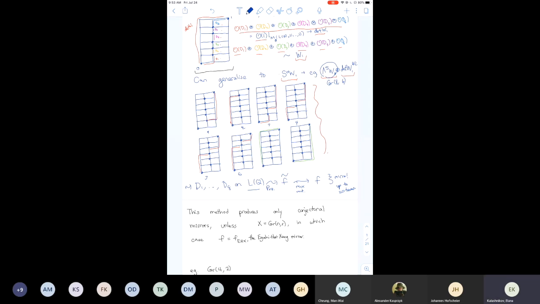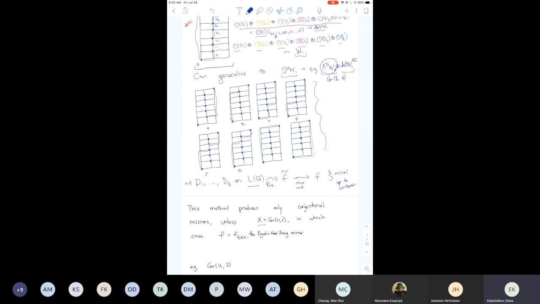Okay. So as I said, this method that I proposed produces only conjectural mirrors, except in one case, which is when your subvariety is actually the ambient space, and that ambient space is actually the Grassmannian, in which case the Laurent polynomial you get from doing this is the Gückchi-Hori-Schön mirror for the Grassmannian.